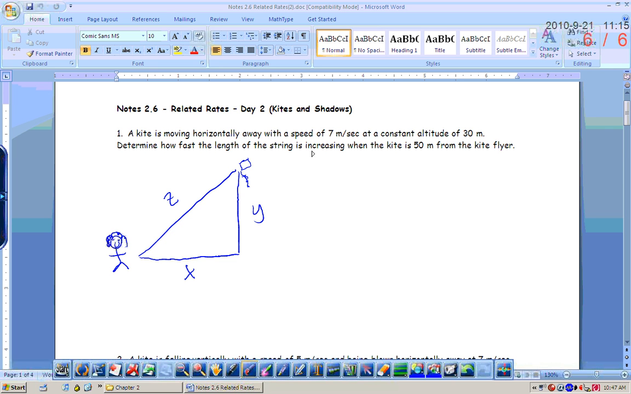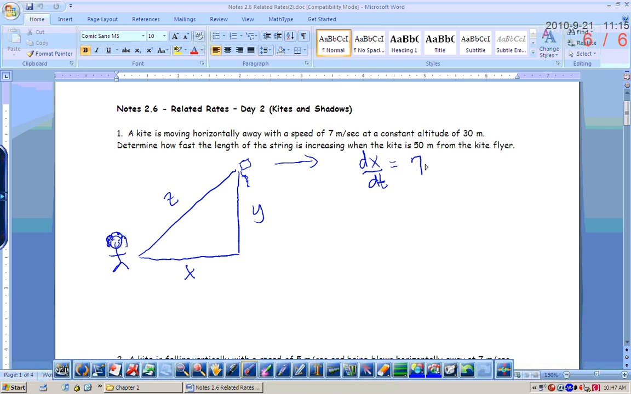Let's talk about what some of these variables are going to be. If the kite's moving horizontally away with a speed of 7 meters per second, so it's going that direction, speed is a rate of change. So 7 is the value of what variable? dx/dt. Good. Now, is it going to be a positive 7 or a negative 7? Why? Right, the length of X is increasing.